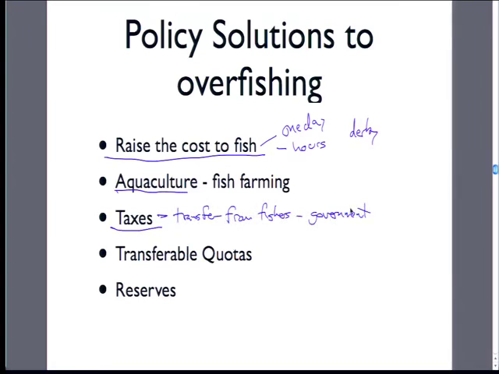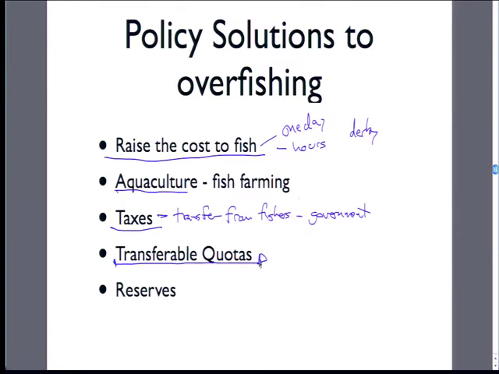But the big innovation that's happening now, and I'll talk about this for a few slides and show some graphs about this, is this idea of transferable quotas. This is like when we talked about pollution, where this idea of you set the amount that's going to be used, and you distribute it among the people in the fishery, and they can set prices, and they can buy it and sell it, and then it's going to get at their costs, their underlying costs.